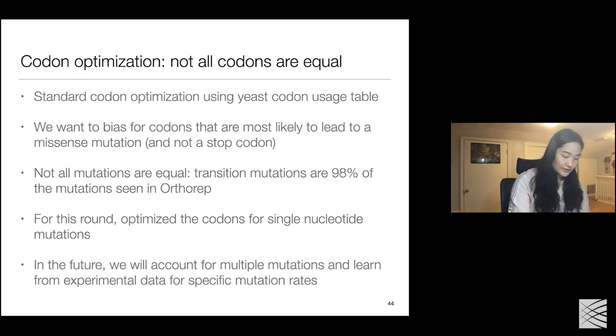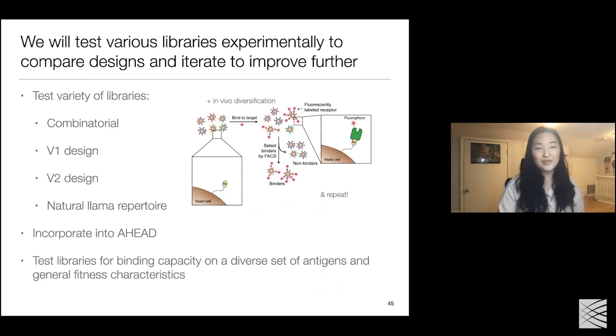And one of the most exciting things about working with Andrew Cruz and Chang Liu and others is that we can now test a variety of these libraries really head-to-head, so that we can compare the combinatorial Acmgm library to our V1 design, to our V2 design, to the natural llama repertoire, and incorporate these systems into AHEAD and test the libraries for binding capacity on a diverse set of antigens and for general fitness characteristics. So we can see when our methods have actually improved the hit rate of using our libraries as compared to the natural repertoire or as compared to a combinatorial library or just between our own designs.